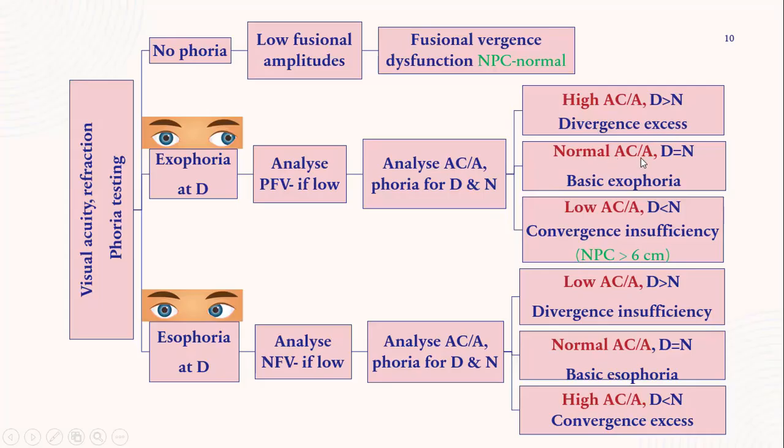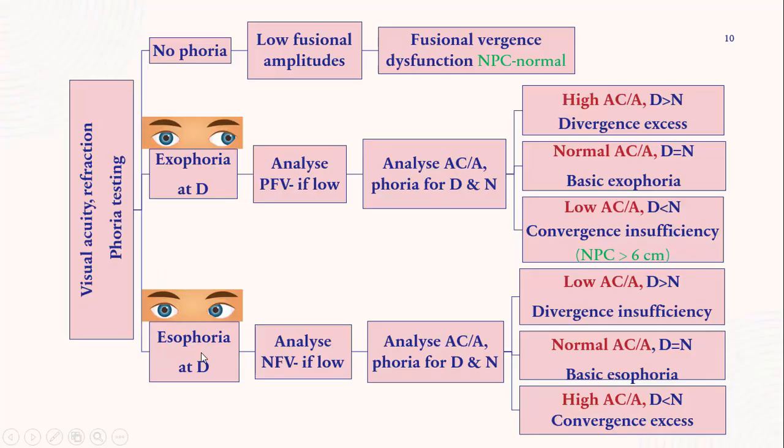If it is a normal AC/A ratio and the phoria is the same for distance and near, then it is a basic exophoria. If it is a low AC/A ratio and if the exophoria is more for near, then it is a problem with convergence insufficiency. And here the NPC also will be receded. Usually it will be more than 10 centimeters.